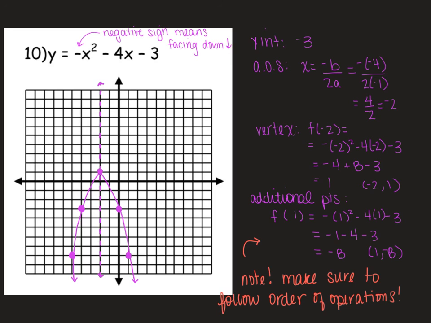Okay, so hopefully on Edpuzzle you've had time to answer the questions and you can check your work here. So you can see that your y-intercept is -3, your axis of symmetry is -2. When you plug that in, you get your vertex, which is -2, 1. You can find some additional points. So for instance, I only plugged in 1 and 1 gave me the point 1, -8, and I mirrored it over the axis of symmetry.